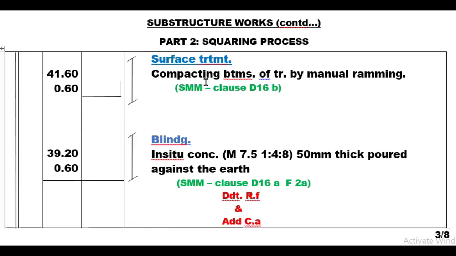Now to the fifth item, that is the surface treatment. So the explanation will be: compacting bottoms of the trenches by manual ramming. So our trench, according to first part when we did the takeoff, was 41.60 and the width of the trench was 0.60. So if I multiply these two figures, I'm going to enter that value in this squaring column. So the area is 24.96. So that is the area.